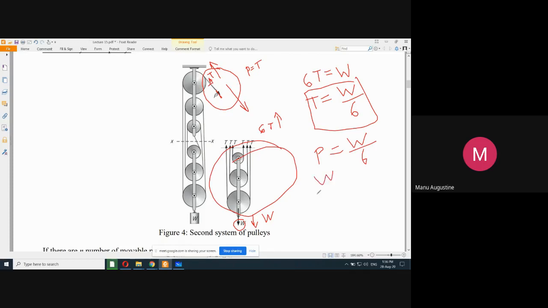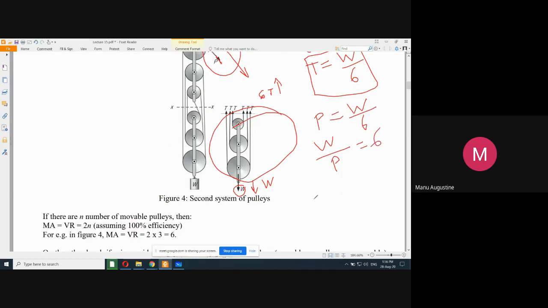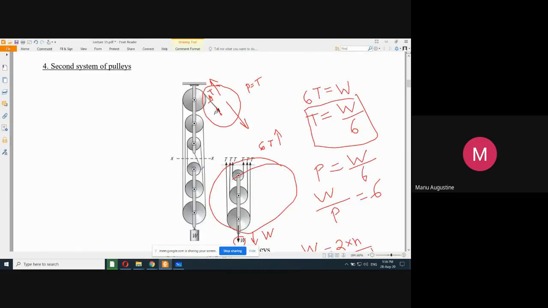And now once again I will rearrange, W by P is equal to 6. But again I will intelligently find a general expression out of this. I will say that W by P is equal to 2 multiplied by N. And in this case N is equal to 3. So now what is this N? N is the number of movable pulleys in the movable set.